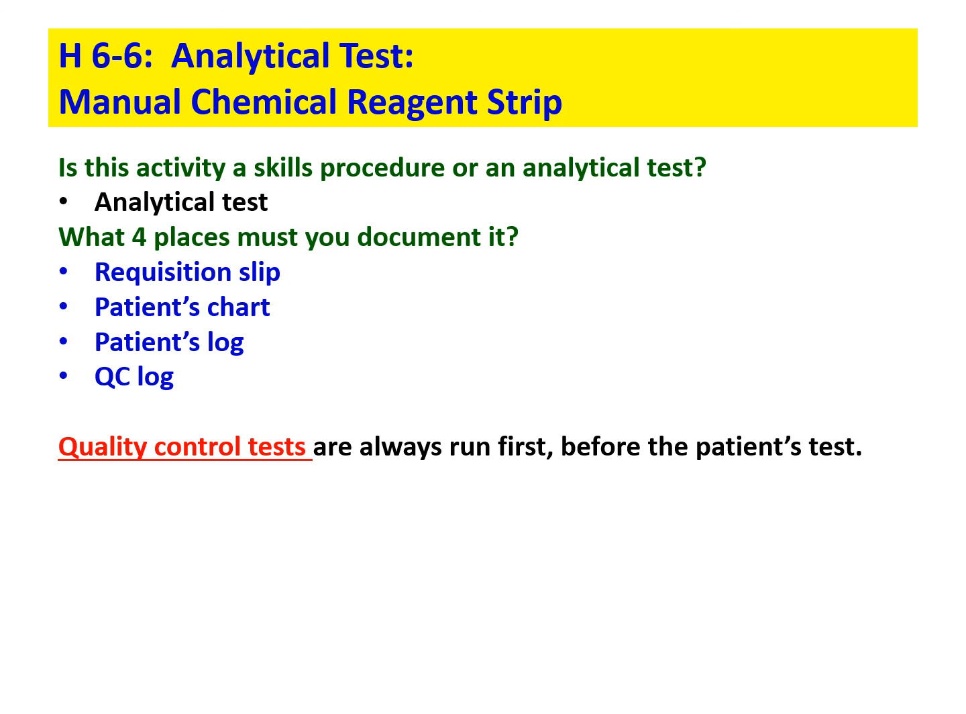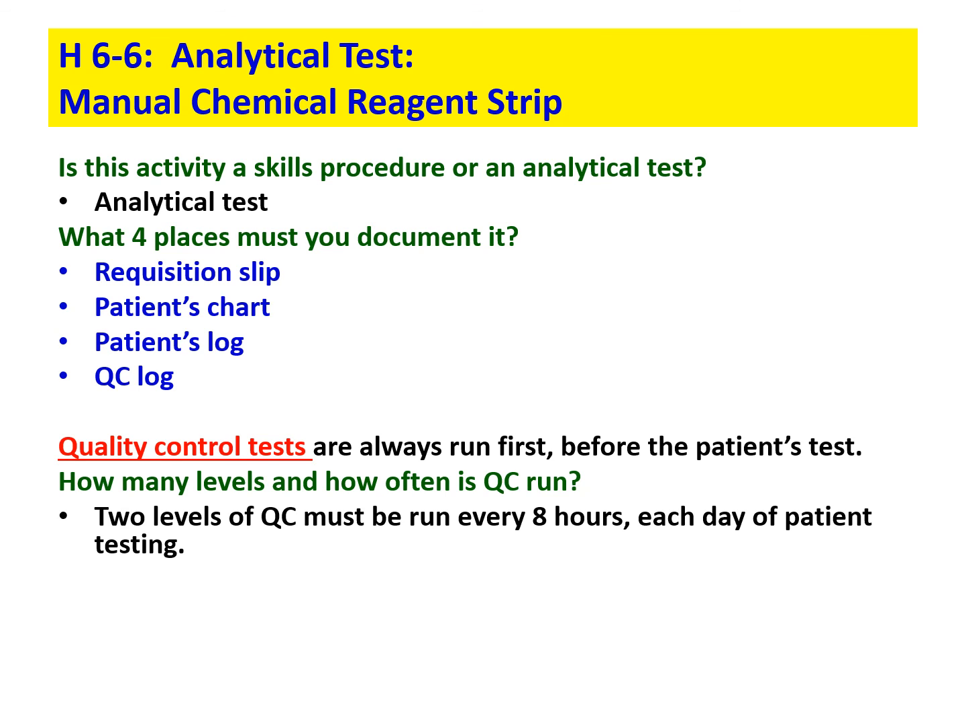Remember, quality control is always run before we test our patient. And we talked about this. CLIA is the law, right? And it sets the rules and regulations for any labs that are testing human specimens. So how many levels and how often is QC run per CLIA? There's 3 levels of controls, right? Normal, abnormally low, and abnormally high. But CLIA says we have to run at least 2 levels of controls.